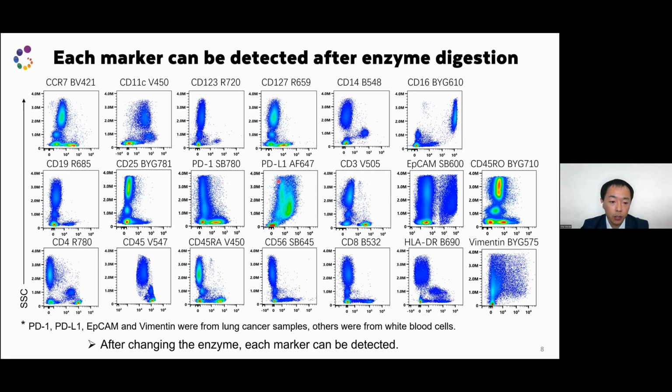We use lung cancer samples for PD-L1, EpCAM, and the marker I mentioned. These three markers are expressed on tumor cells. We can see CD4 expressed highly on lymphocytes and dimmer on monocytes.